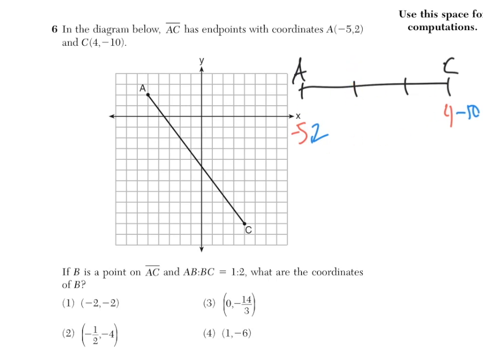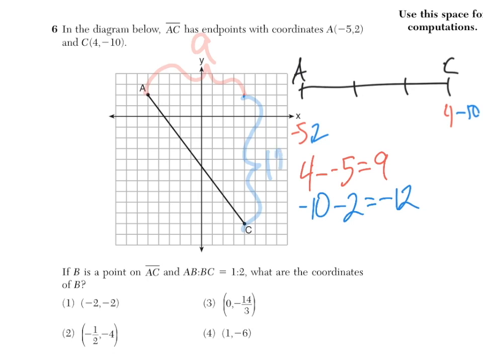So how exactly are we going to do that? Well, let's start with the x values. We can do 4 minus -5, and that's going to give us 9. Now let's figure out the y values. We've got -10 minus 2, and that's going to give us, of course, -12. And so what exactly does that mean? Well, that means that the x values are increasing by 9 from left to right, and the y values are decreasing by 12. And we could have also just simply counted this on this grid right here, right? 9 to the right and 12 down.